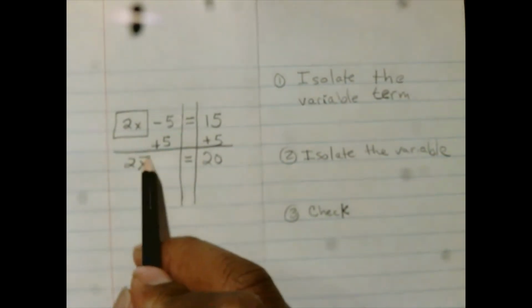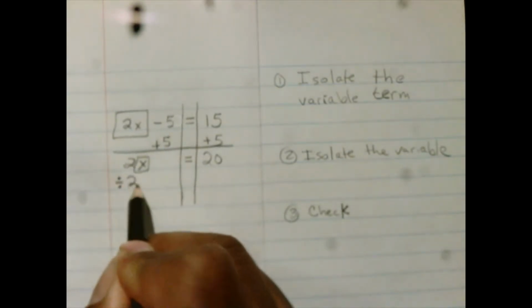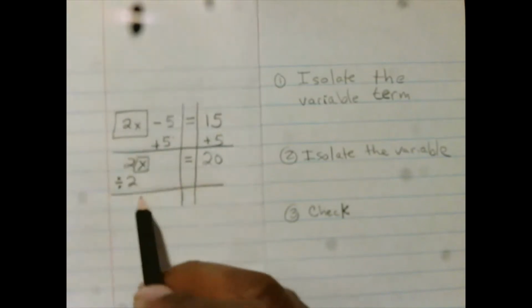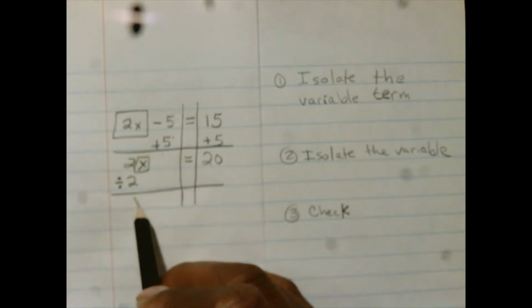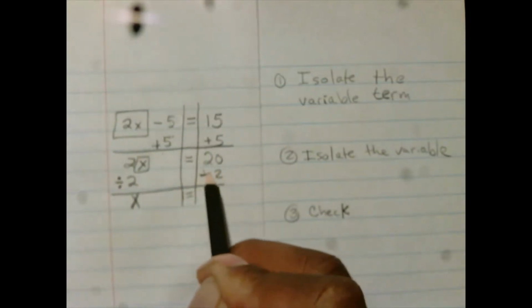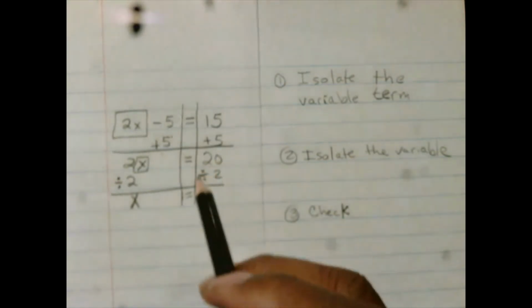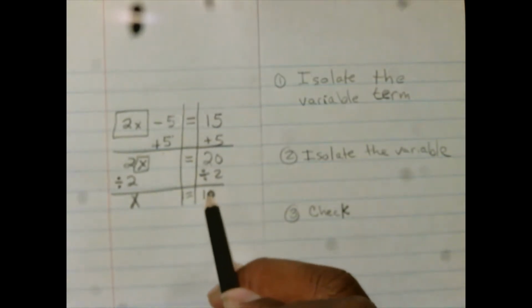Now we isolated the variable term. Now we want to isolate just the variable. So what's the opposite of multiplying times 2? Yeah, dividing by 2. So all you have to do is divide by 2 to isolate x. 2 divided by 2 is 1. 1 times x is still just x, because 1 times anything is that thing. And if we divide by 2 on the left, we're going to divide by 2 on the right. 20 divided by 2 is 10. So x equals 10.